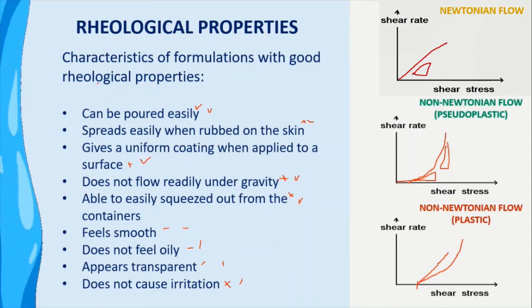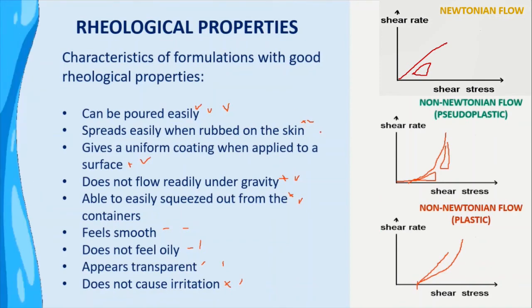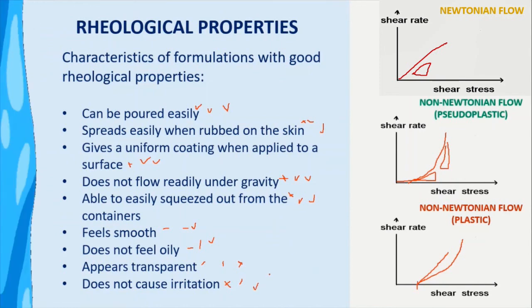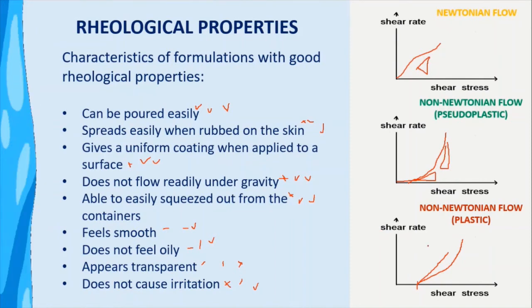It has the ideal rheological properties, as it can be poured easily because the value is easy to overcome, and it can spread easily. It gives a uniform coating, and it does not flow readily. It can hold and contain well, and it's easy to squeeze out because the value is small, feels smooth, does not feel oily, but it does not appear transparent yet. It appears a bit white, and it does not cause irritation. So 8 out of 9 is fulfilled by this flow.